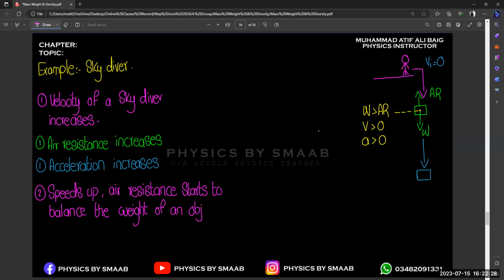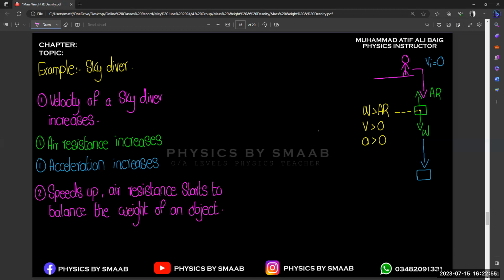And what about velocity and acceleration at this point, when air resistance is increased? Which quantity will decrease, the speed or the acceleration? Acceleration will decrease, and what about the speed? The speed also slowly decreases as the resistance increases. So when it speeds up, we are now considering the second stage.